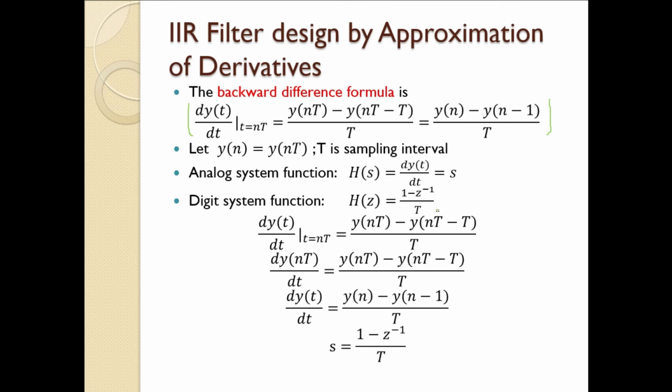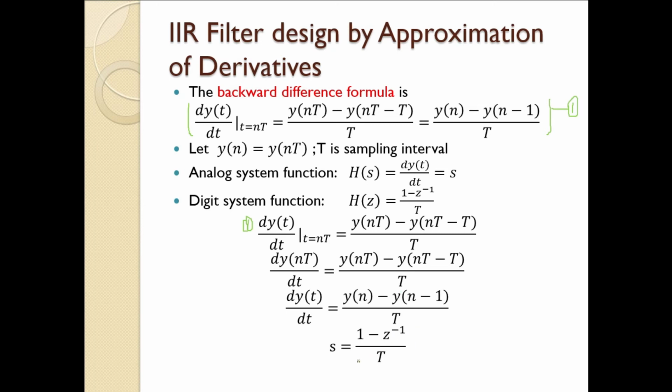First, we use the formula from the backward differential equations, this formula 1. So we put number 1 here. dy(t) divided by dt, our t is equal to nT, right? So now we take this formula y(nT) minus y(nT minus T) divided by T. Now we substitute our t as nT. Then after that we simplify it as y(n) minus y(n minus 1) divided by T. So this y(n) is actually 1, and then we make it into z transform. y(n minus 1) is our z to the power of minus 1.